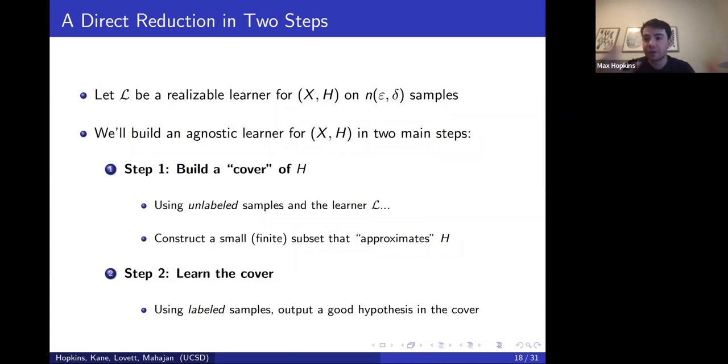So this is, at a very high level, the overall strategy. We build some finite approximation for H, and then we learn the finite approximation instead of learning H itself, which is harder because H is infinite. So that's the overall idea.